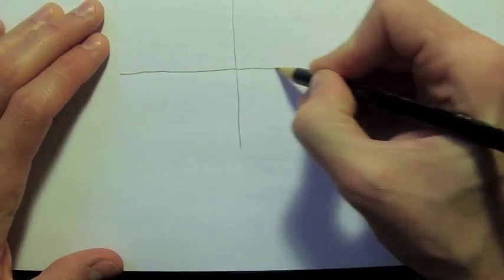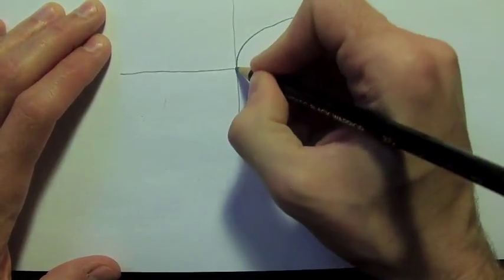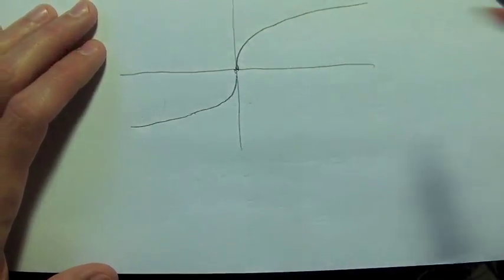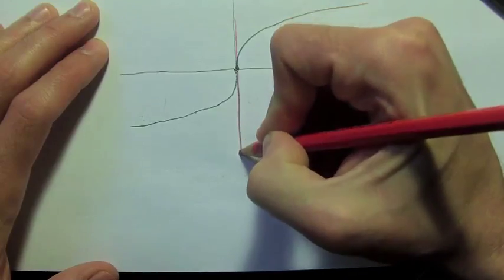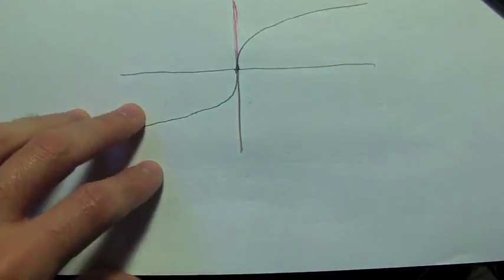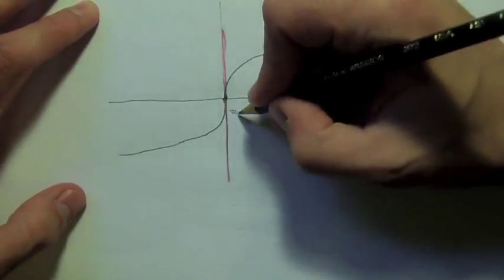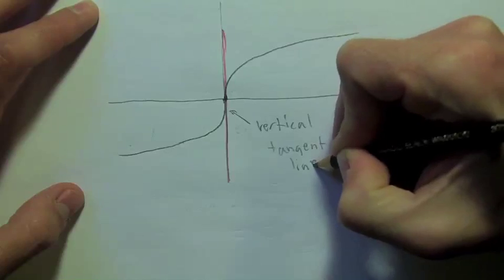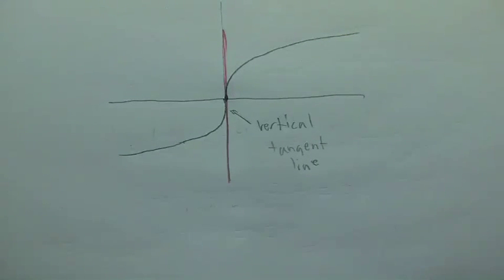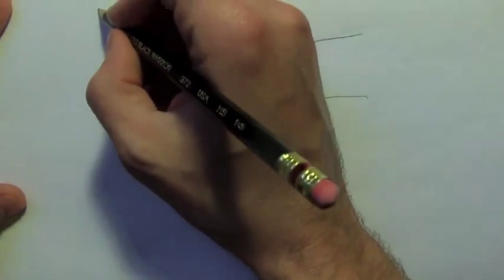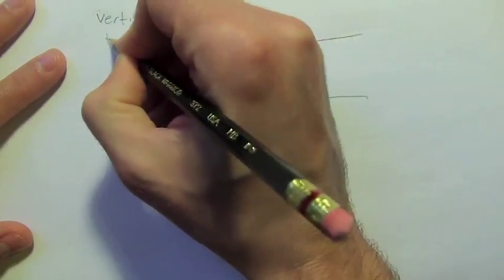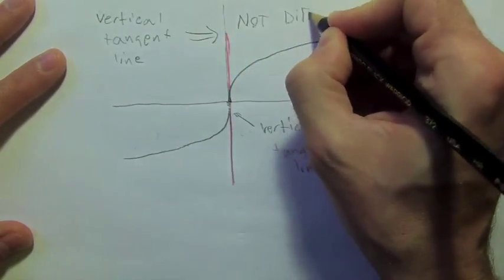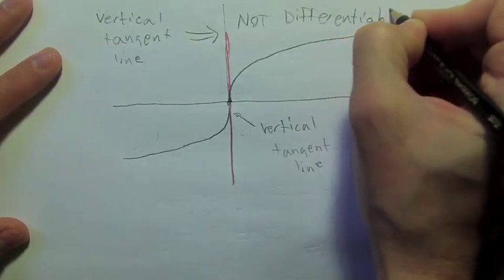Okay, so let me draw this again. If I were to make a tangent line at 0, it does look like it would hug the y-axis there. You have a vertical tangent line there. So that's another place, a vertical tangent line implies not differentiable, even though this is continuous.